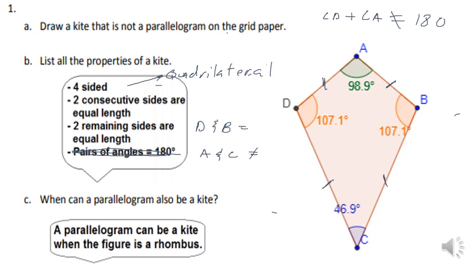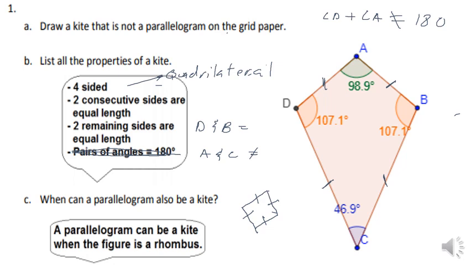That's what I'm going to get into down below here. It says, when can a parallelogram also be called a kite? Well, that would be if our kite was actually a rhombus. Now, if it would be a rhombus, that means that this side would be equal to this side would be equal to this side. And that would be, since a rhombus is also a parallelogram. So a parallelogram can be a kite when the figure is a rhombus.